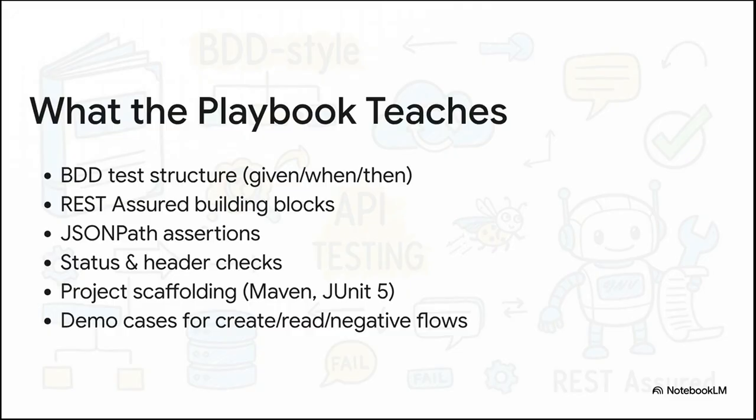Well, this playbook really nails the absolute fundamentals for writing production-grade tests. You're going to get that BDD structure we just talked about, of course, but you'll also get the core building blocks of REST Assured itself. You'll learn how to make really specific checks using JSON path, how to validate status codes and headers, and it even gives you a complete project ready to go, all set up with Maven and JUnit 5. Plus, it comes packed with practical demo cases for those essential create and read flows, and even some negative tests.